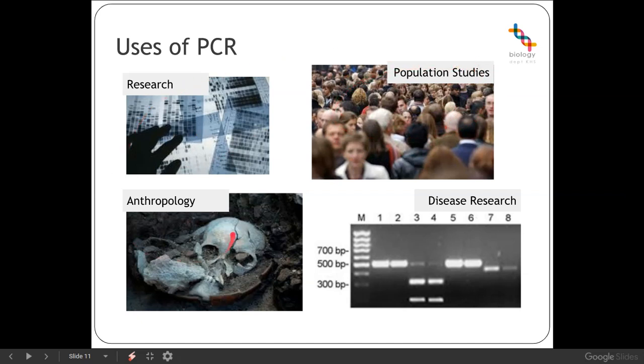We might use it for anthropology, so using PCR to detect specific areas of DNA which are really relevant or linked to individuals alive today, so we can maybe identify individual remains or identify family groups of individual remains. We may also use it for disease research, so looking at potential genetic links into different diseases and looking at it in terms of how individual mutations in DNA may be causing or not causing different diseases.